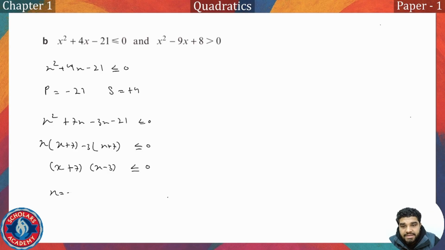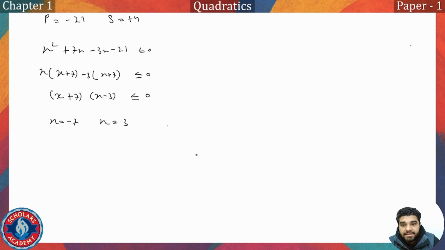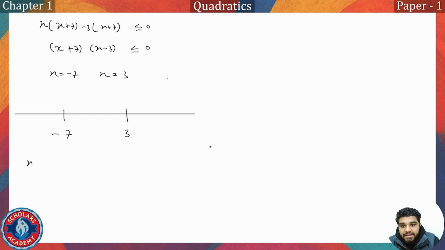So zeros are x is equal to negative 7 and x is equal to 3. So these are the two values of 0. They break the real line into three parts, negative 7 and 3. If I check the first interval, I take x is equal to negative 8. So negative 1 and negative 11, it gives us 11, which is greater than 0. So no. If I check the second interval, I take x is equal to 0.